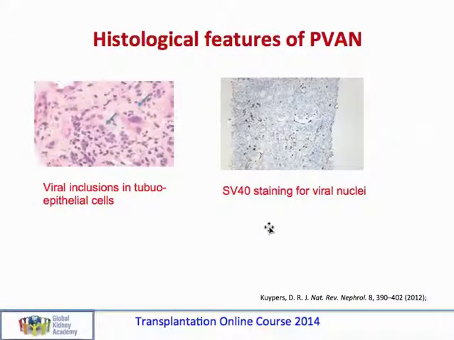So these are the classic viral inclusion bodies that you see in the tubular epithelial cells. Sorry, typo there. And you can see where the arrows are marked, so they're very suggestive of viral infection. And if you stain for SV40, you can see the biopsy is loaded with BK virus.